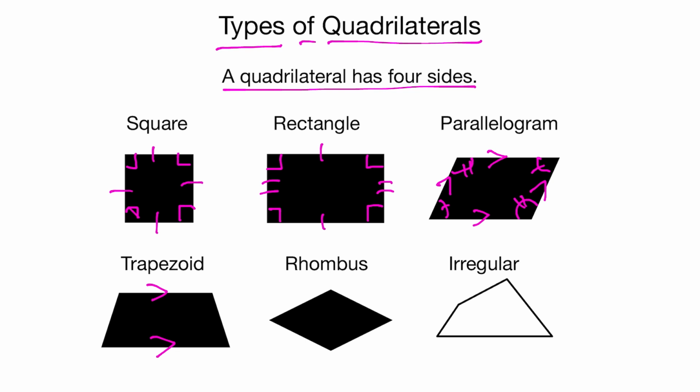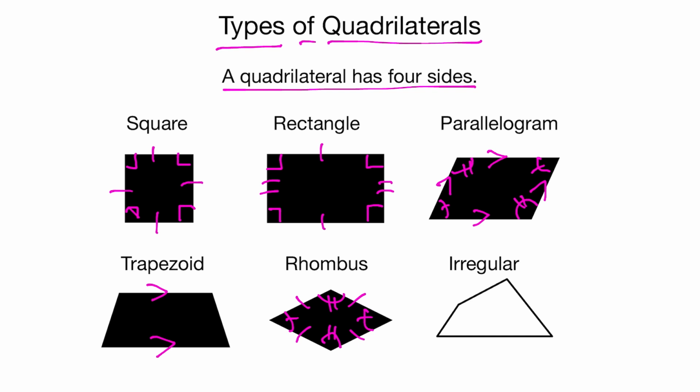A rhombus is a four-sided figure where all of the sides are equal to each other. These are all the same length. But a rhombus does not need to have 90-degree angles. So a square is a rhombus, but a rhombus has many different shapes other than the square. In a rhombus, the opposite angles are equal to each other. So those two angles are equal, and the top and bottom angle are equal to each other. Okay, a rhombus has all four side lengths that are the same, and opposite angles are equal to each other.